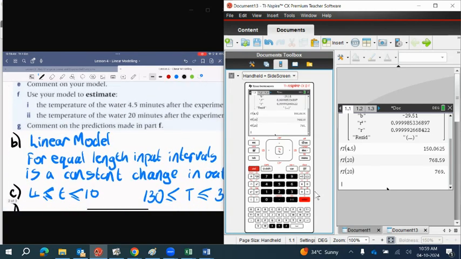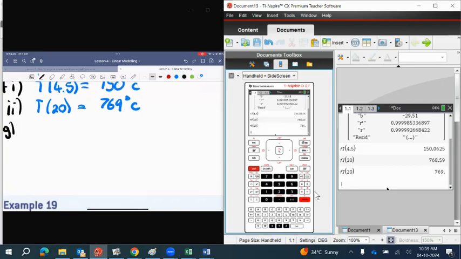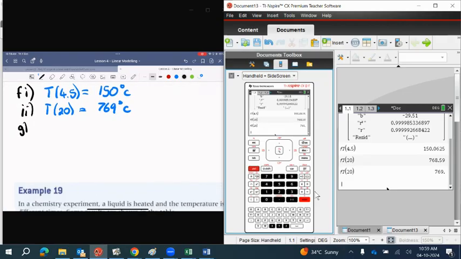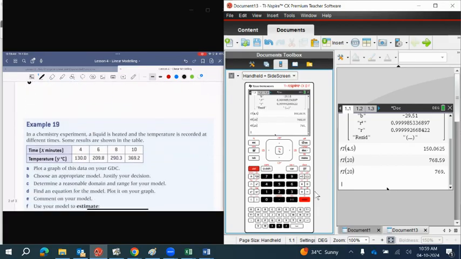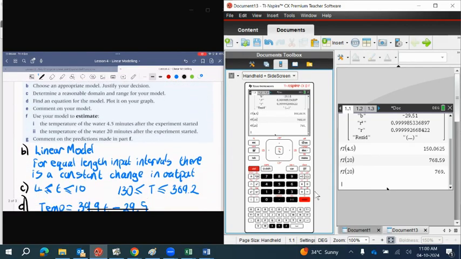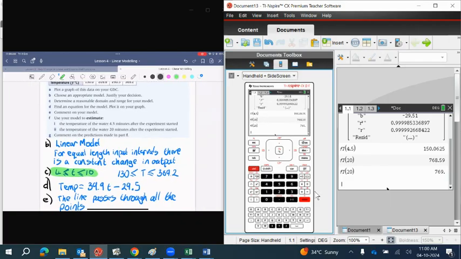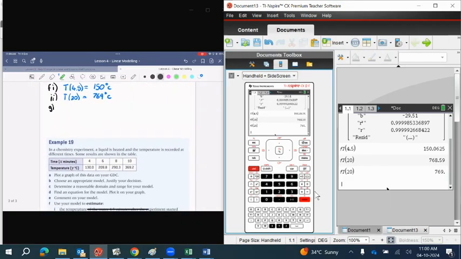Okay, our last one, G, asks us to comment on the predictions made in part F. So are these predictions safe? Is it sensible to make these predictions? What we do is ask: is 4.5 in the domain of the function? So our domain is from 4 to 10, because that's all we have the data for. Because 4.5 is in that range, it is sensible to make this prediction.